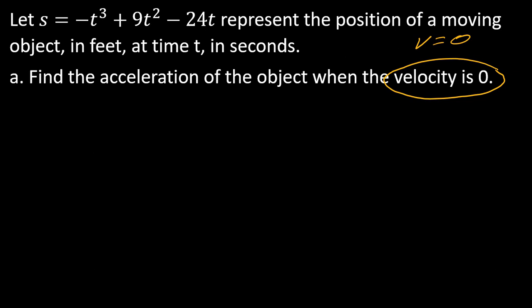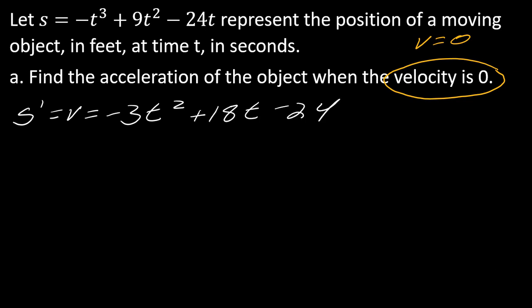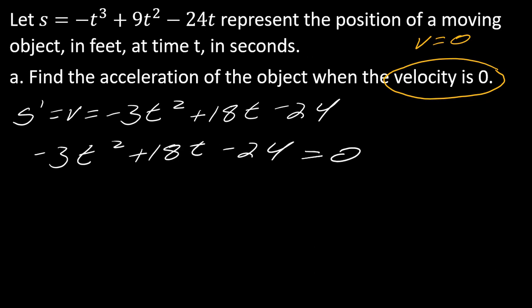Okay, so the first thing I need to do is take the derivative of the position function, which will give me velocity. So this is nice and straightforward: negative 3t squared plus 18t minus 24. I know that what I need to do with this is set this function equal to 0 first. So this is negative 3t squared plus 18t minus 24 equals 0.